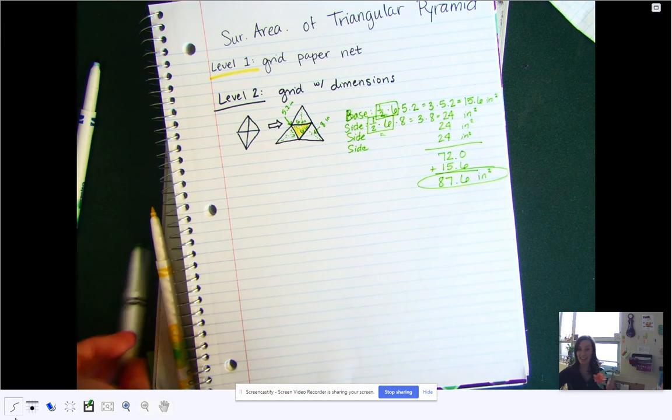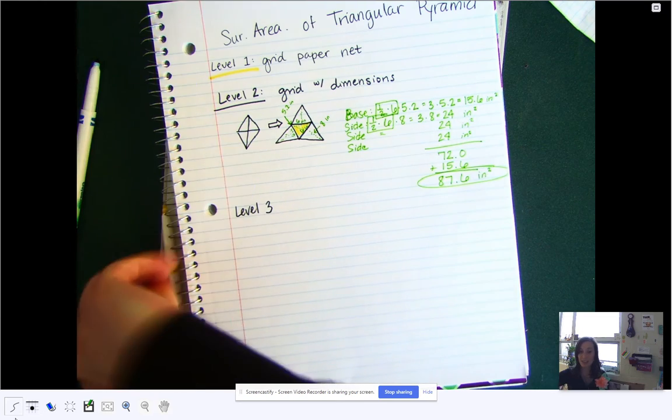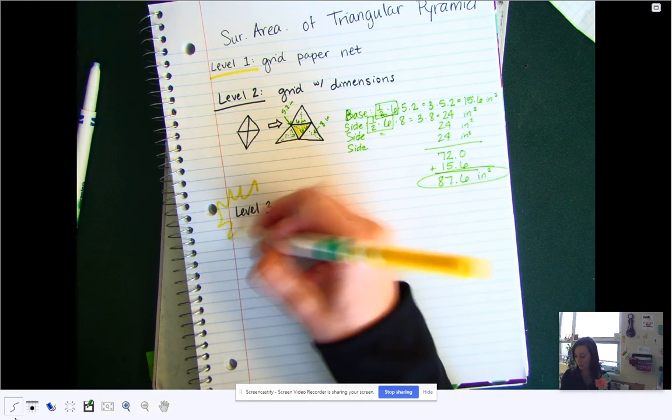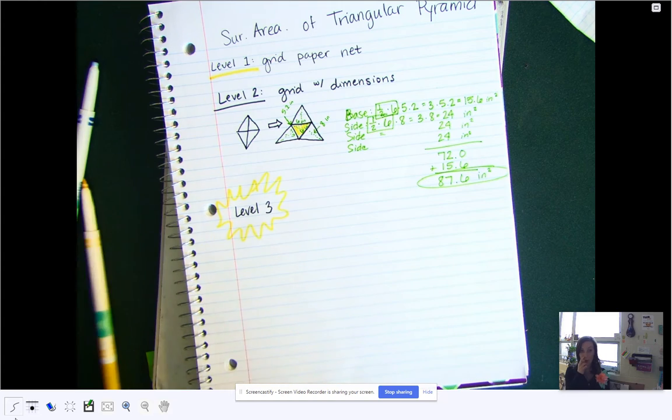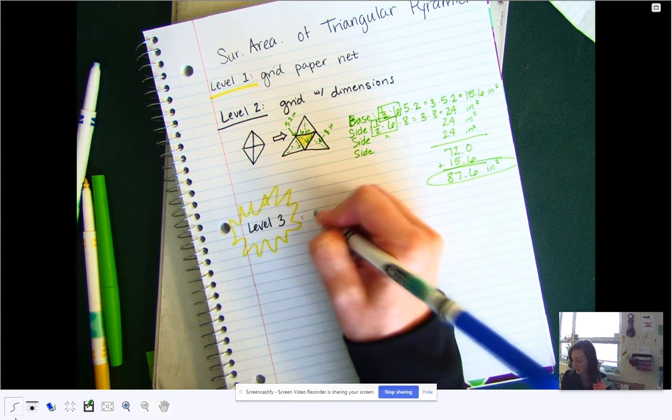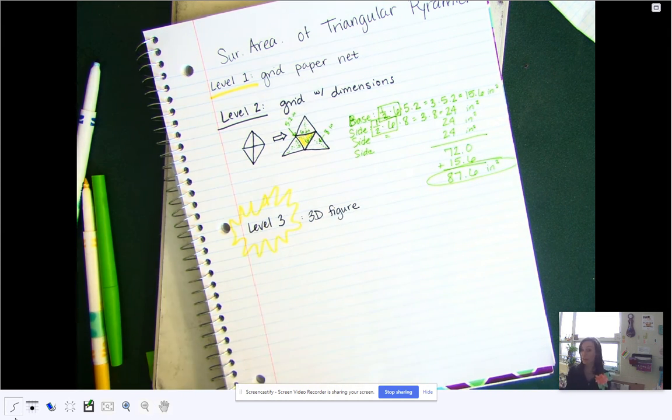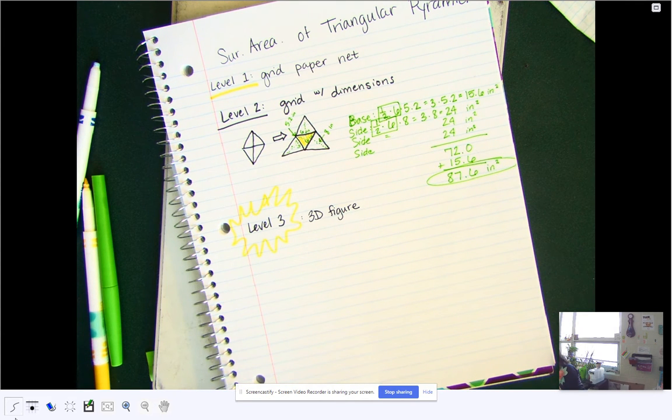All right, last, level 3. Woo. You guys are going to be sick of hearing me say the levels by now. Well, good news, we're almost done. And that is to be able to look at just the 3D figure without the net. Now, you can draw your own net, but they're just not giving it to you. So let's do this one, it looks like a hot mess. So let's try it. I'm just trying to figure out what is going on here.